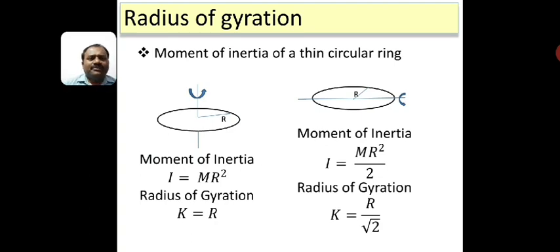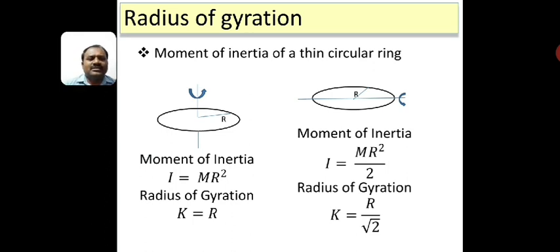For example, the moment of inertia of a thin circular ring. Consider a thin circular ring of radius r. The moment of inertia of that ring about an axis passing through its center and perpendicular to its plane is equal to mr square. Now comparing this with the equation I is equal to mk square, we get radius of gyration as k is equal to r.